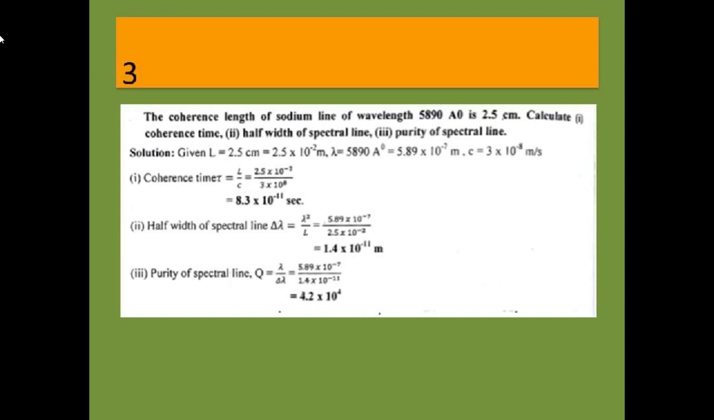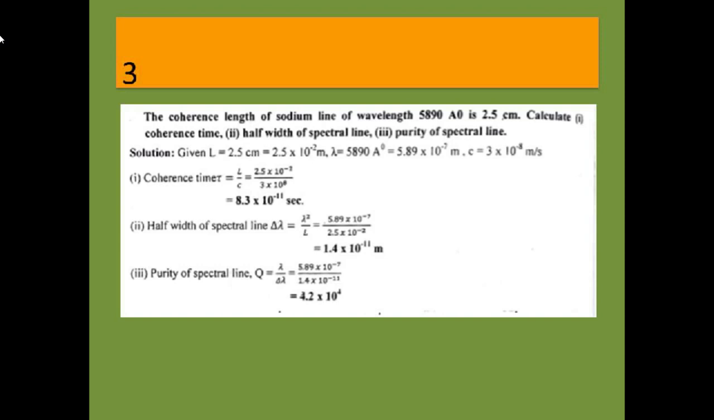Half width of spectral line del lambda is equal to lambda square upon L, which is 5.89 into 10 to the power minus 7, squared, upon L, and L is given as 2.5 into 10 to the power minus 3. So the answer is 1.4 into 10 to the power minus 11 meters. Now last we need to find the purity of the spectral line. Q is equal to lambda upon del lambda.